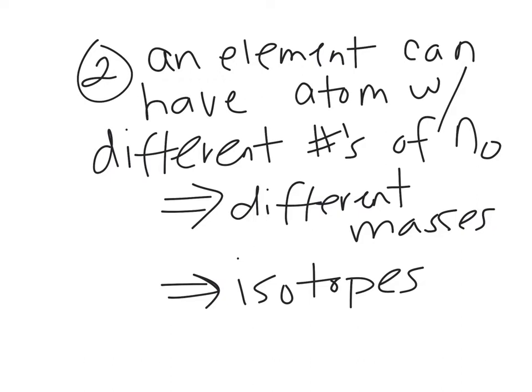The second thing to remember is that you can have atoms of the same element that have different numbers of neutrons. Since neutrons contribute to the mass of an atom, if you change the number of neutrons, you change the mass of the atom. We mentioned that at the beginning of the lecture video. So you get different masses of atoms of the same element by differing the number of neutrons. And these atoms with different masses are called isotopes.